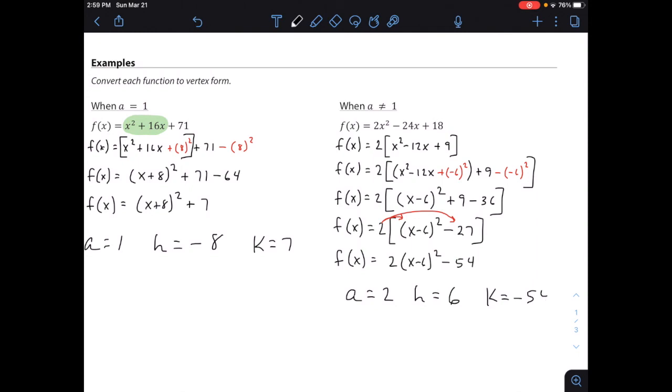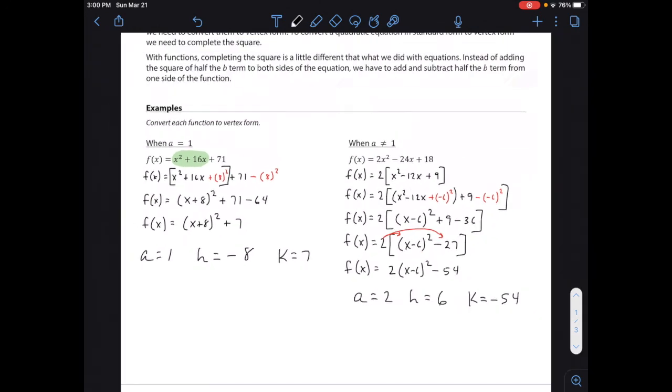Okay, so there we go. We now know how to convert 2 different types of quadratic functions to vertex form. All right, that was just 2 examples.